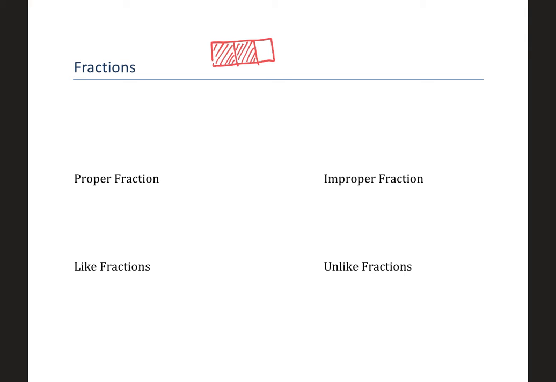And fractions are in the form a over b, where a is your numerator and b is your denominator. And there are two different forms that it could be in, an improper fraction and a proper fraction. So with a proper fraction, the numerator is less than the denominator. So it represents less than one whole. So for example, we have 1/2, 3/5, 9/10, right? The top number is less than the bottom number.